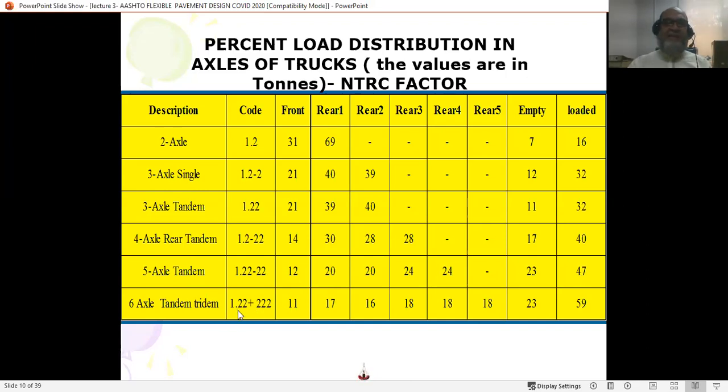Last but not least is a tandem tridem: 11%, 33%, 54%. There is an error of 2%, but since these loads were rounded to whole numbers, that's where the error comes from, so you need to ignore that error. What you can do is say 11%, 33%, and the rest we take on the tridem axle load. Generally, we have a maximum of 59 tons load carried by a 6-axle tandem tridem vehicle.